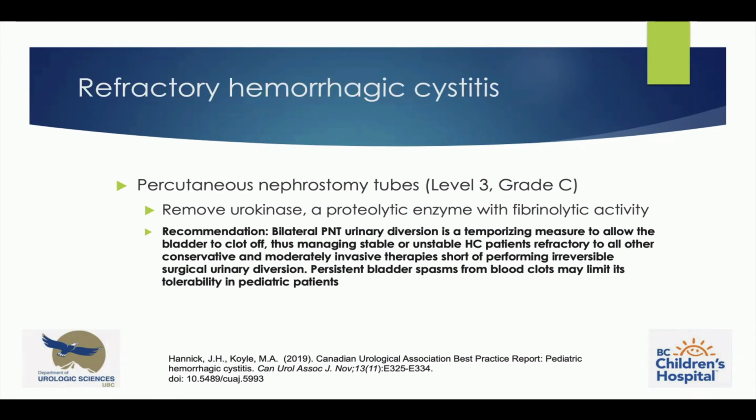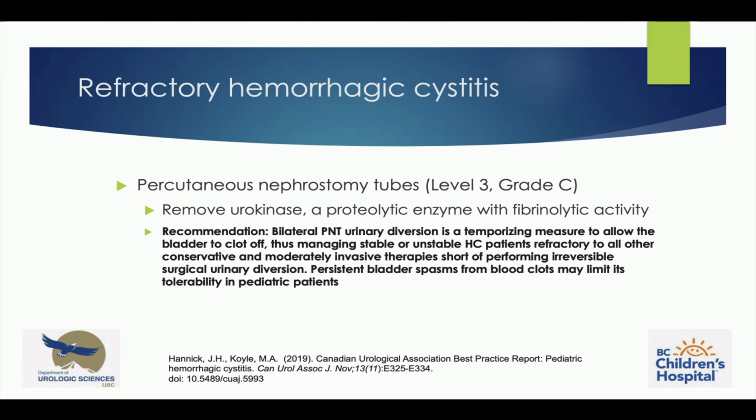And finally, for refractory hemorrhagic cystitis, we can use percutaneous nephrostomy tubes. This is a level 3 grade C recommendation. And the idea is that since urine is not going to go into the bladder anymore, this removes urokinase, a proteolytic enzyme with fibrinolytic activity, from the bladder so that the bladder can clot and the bleeding can stop.